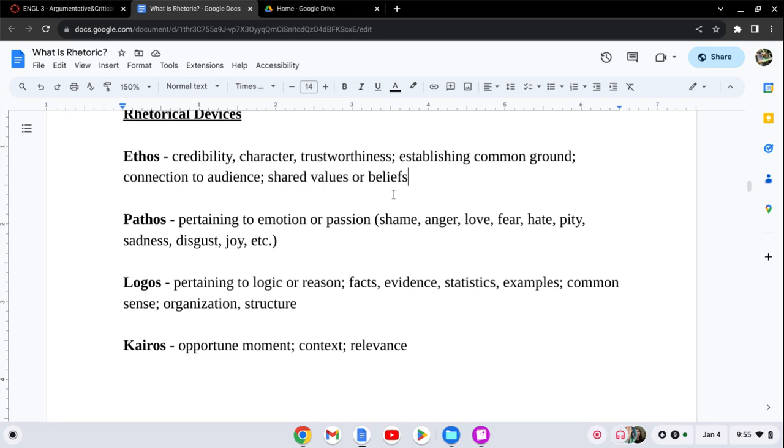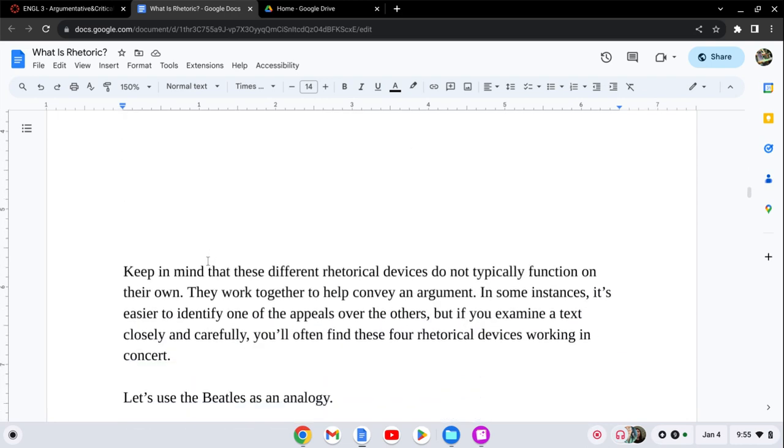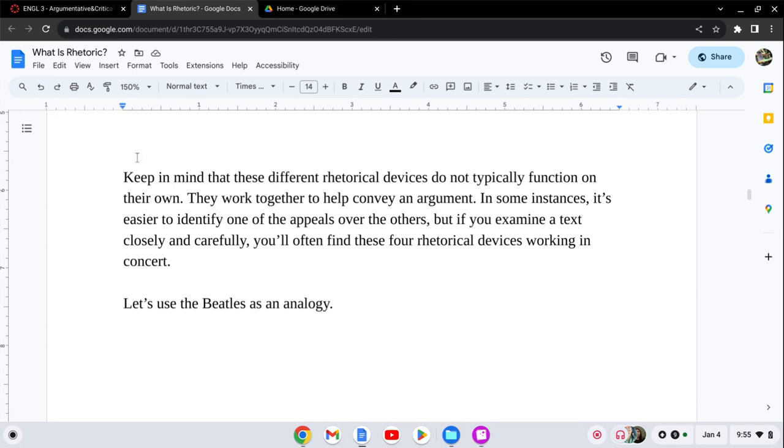Now, we might be tempted to think of these four different rhetorical devices as separate and distinct, not related, right? They're just kind of separate, different things. But that's not strictly true. And I made some references to this a little bit ago. More often than not, all four of these rhetorical devices work together in order to convey a message or to get an argument across successfully, right? So a good example of this, okay, so this is just information here, just a paragraph of what I just said, right? They all work together. And so a good example of this is the musical group, the Beatles.